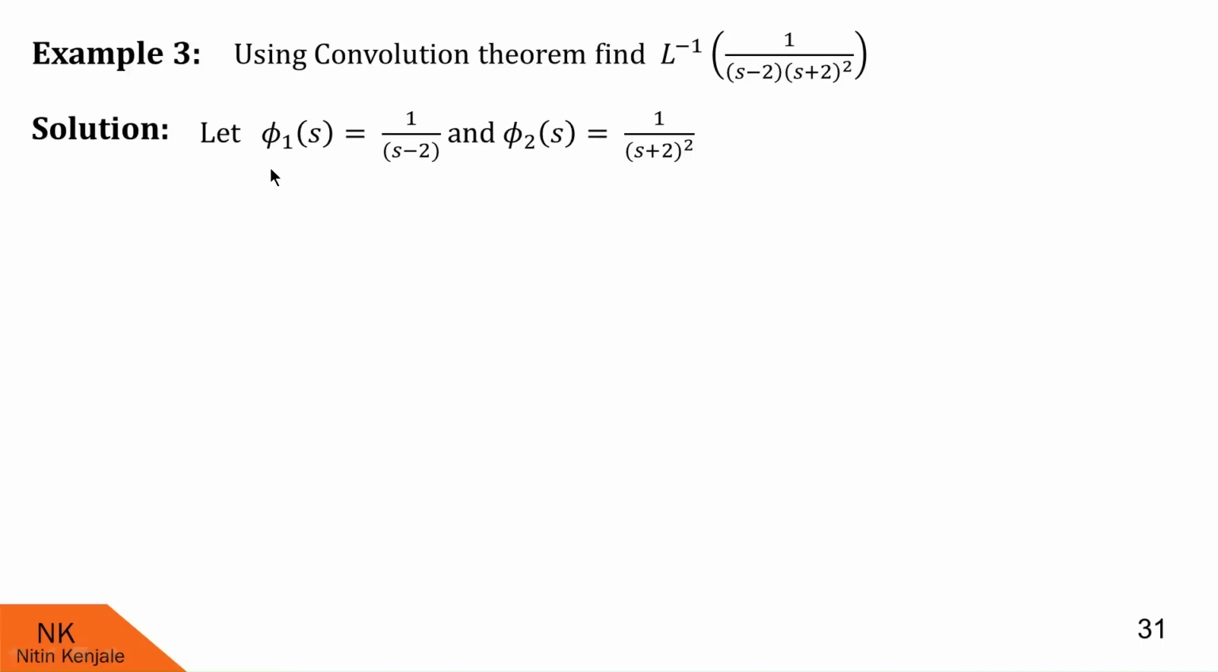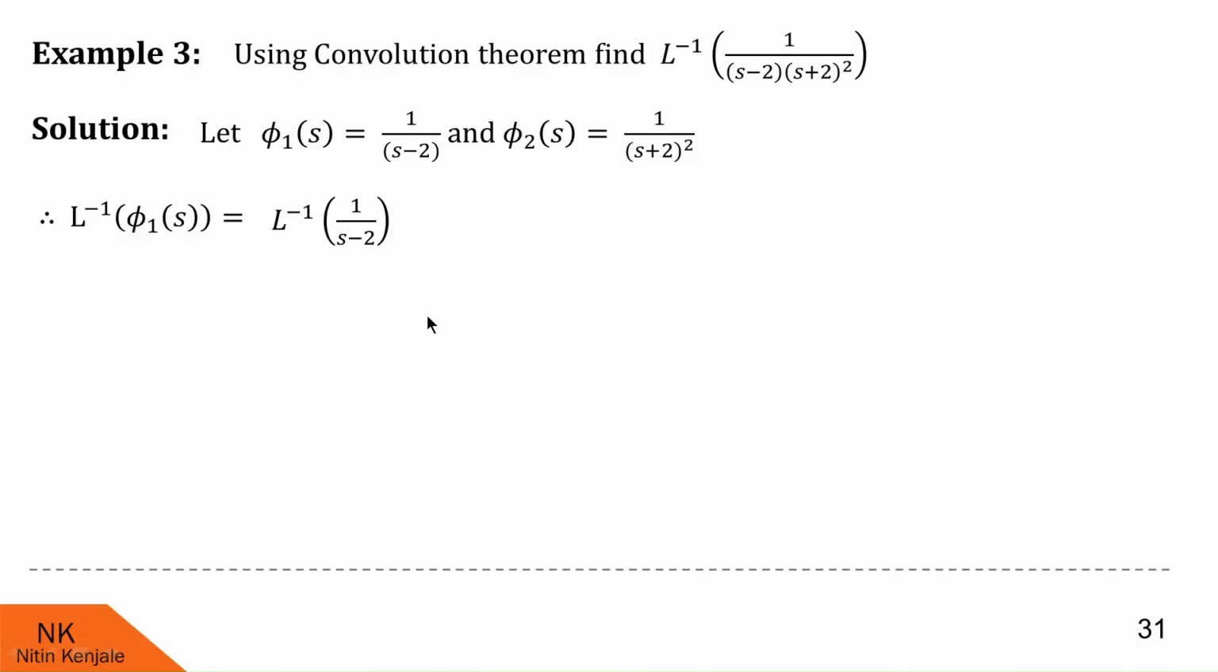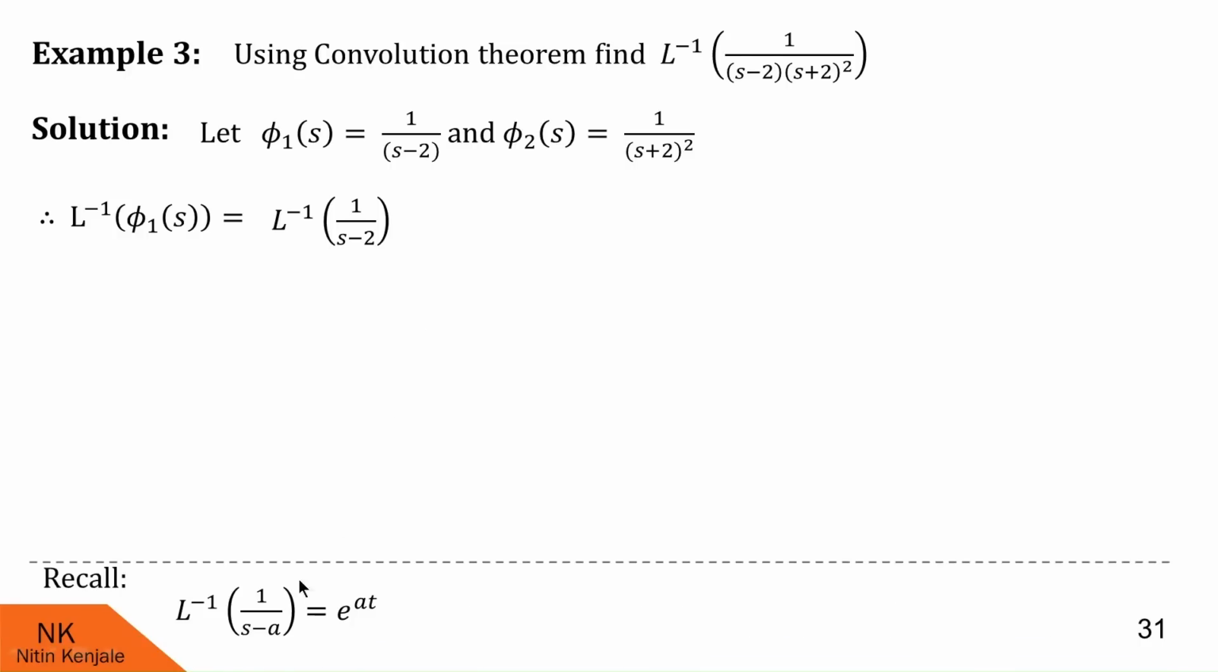Now let's find out L inverse of phi 1(s) and phi 2(s). L inverse of phi 1(s) means L inverse of 1 upon s minus 2, which is equal to e raised to 2t, because we know L inverse of 1 upon s plus a is e raised to minus at. Here a is minus 2. So L inverse of 1 upon s minus 2 is e raised to 2t. Let us call it f1(t).